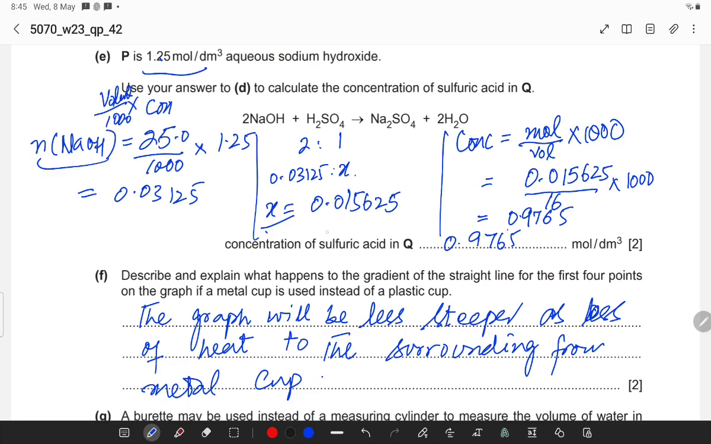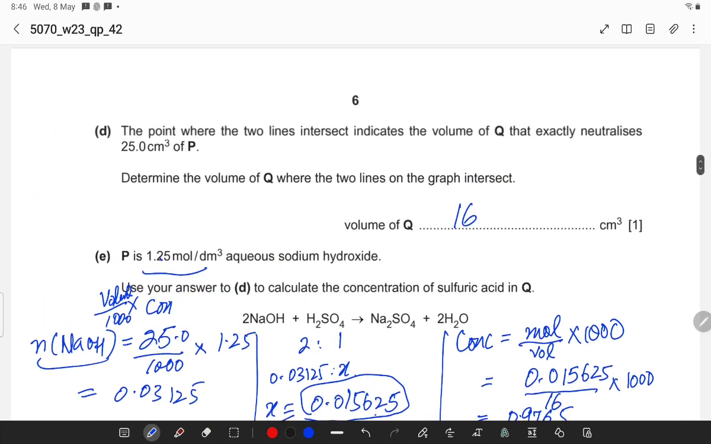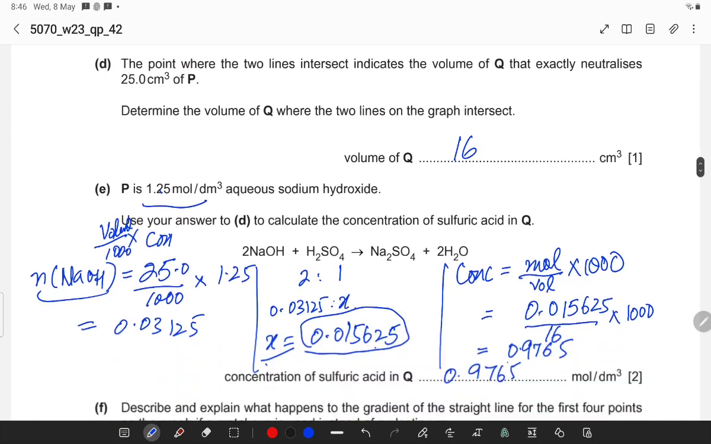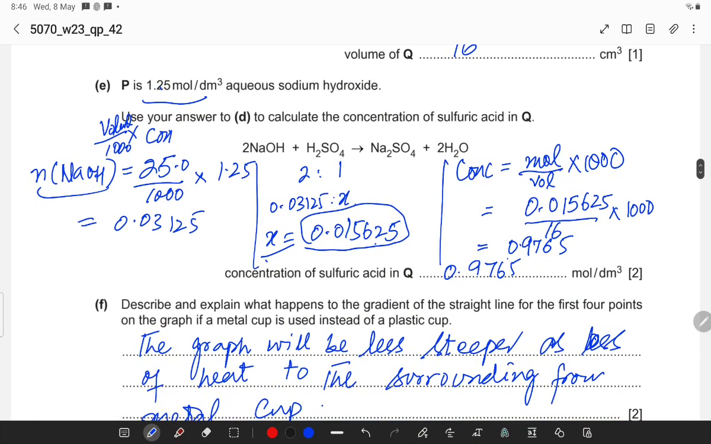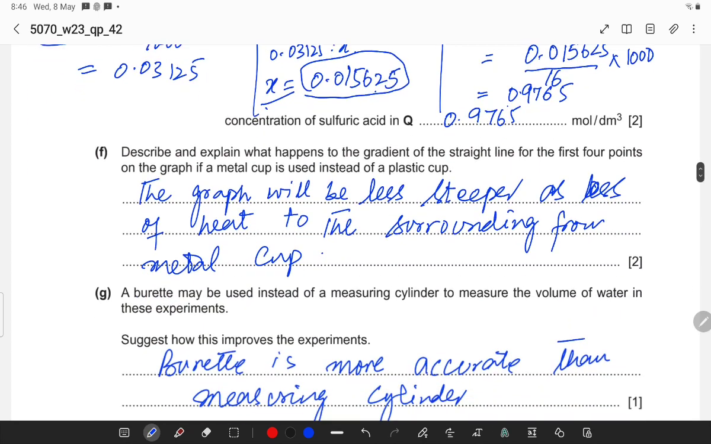So the mole of sulfuric acid is now 0.015625. So concentration is equal to mole over volume into 1000. So this is the mole, 0.015625 divided by 16, which is the volume of Q, into 1000. So that is the concentration of Q, 0.9765 mole per dm cube.